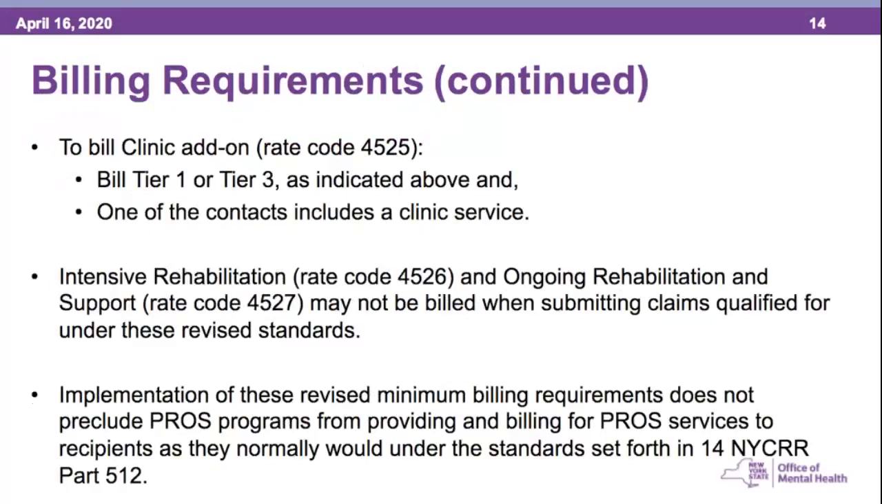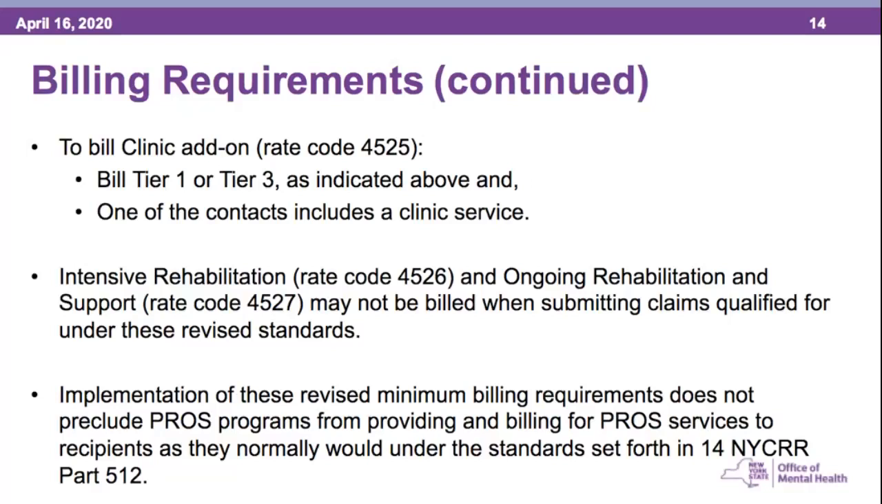Providers may continue to bill the clinic add-on. This is rate code 4525. And to do this, they must bill a Tier 1 or a Tier 3 claim as covered in the previous slide, and one of the contacts must include a clinic service. So it's important to note that the intensive rehabilitation rate code 4526, and the ongoing rehab and support rate code 4527, may not be billed as add-ons to the base rate when you're submitting claims that are qualified under these revised disaster relief standards.